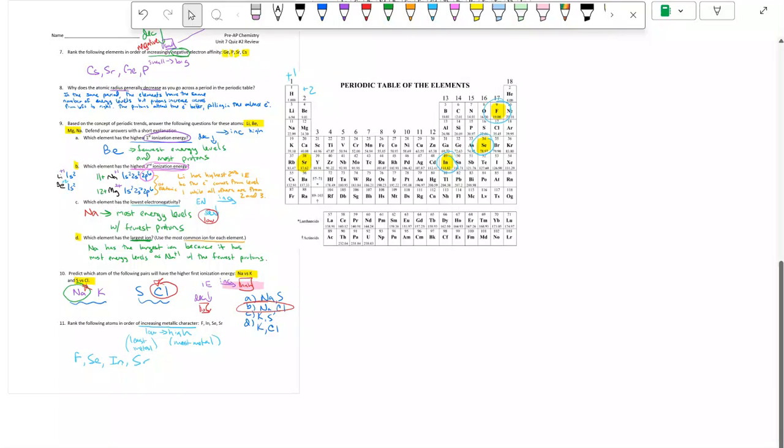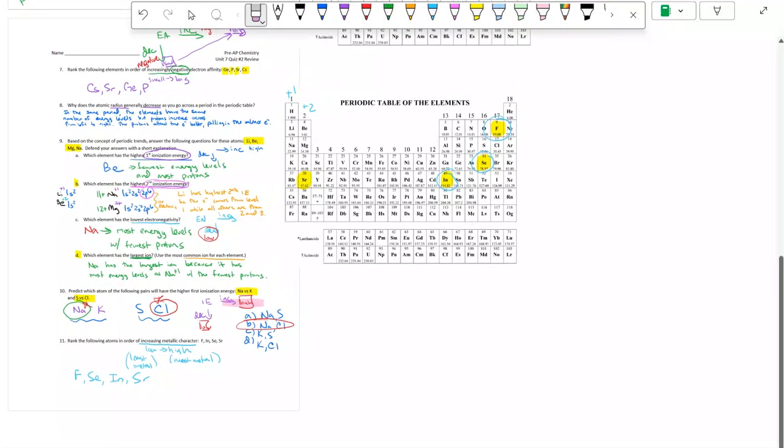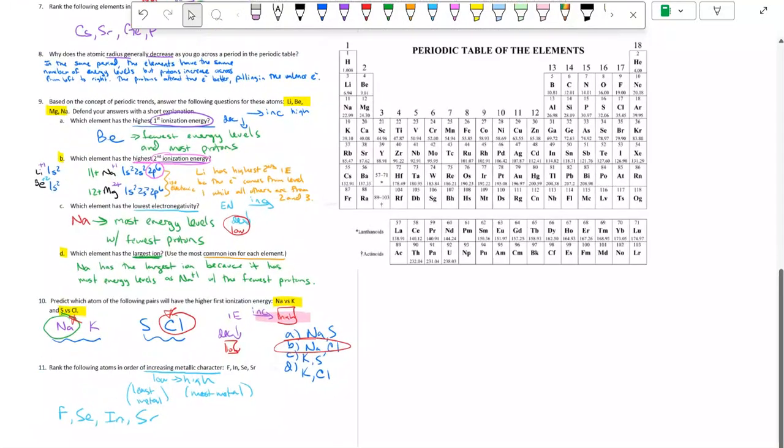All right, so a lot of trends, some explanations, but a lot of ranking things and understanding what are the patterns here that can help us predict things. But you do have to know why. And it's all about energy levels and protons.